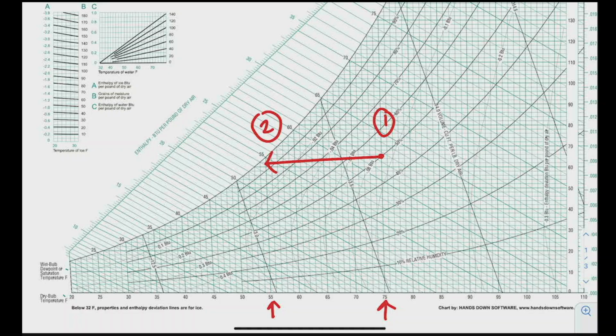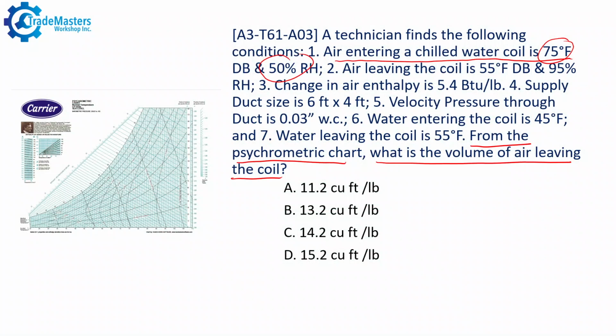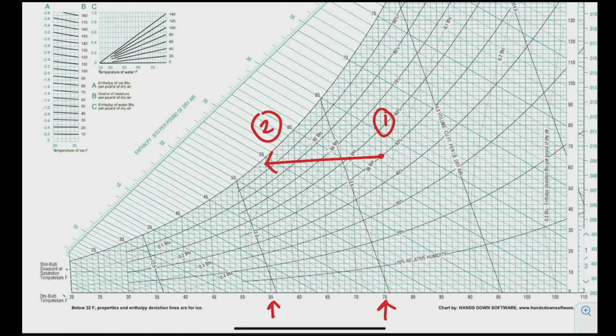Now the question's saying, what is the volume of the air leaving the coil? Let's go back to the question. What is the volume of the air leaving the coil right here? So we're going to find the data point we plotted at position number 2. Okay, position number 2. I'll take out the arrowhead now. I might even take out the 1 and the 2. No, we'll leave the 2. And all we're going to do is interpret the specific volume of the air leaving the coil from that point.